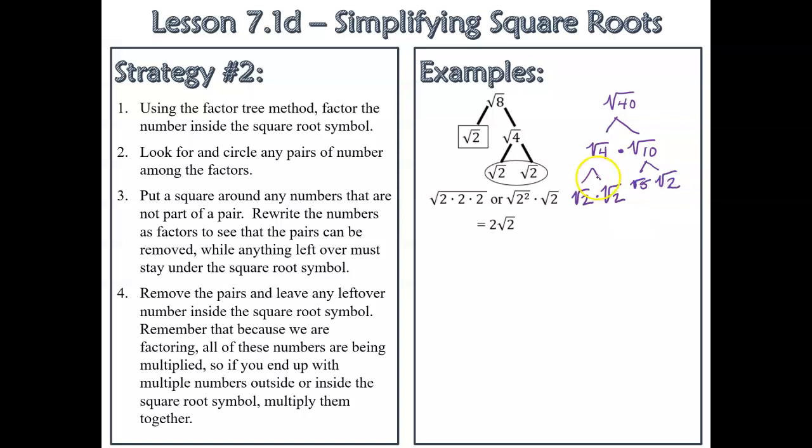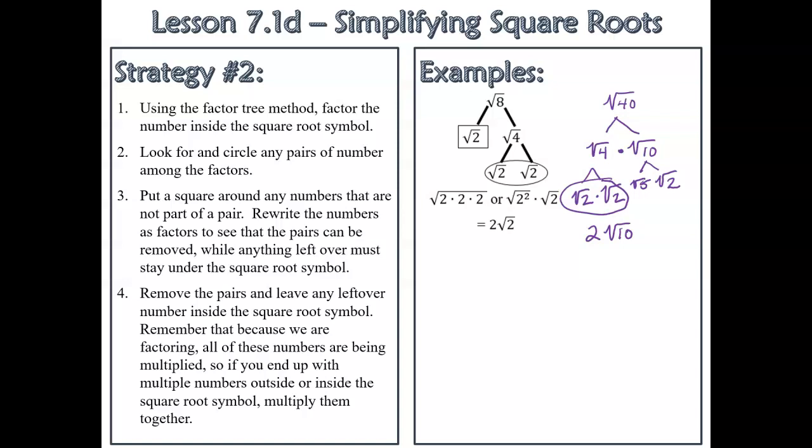All right, so I have one pair. I'm going to pull out 1 for every pair. So there's a pair of 2s. I'm going to pull that to the outside without the square root sign. Inside, I don't have another pair, so I have to multiply those back together to be the square root of 10.